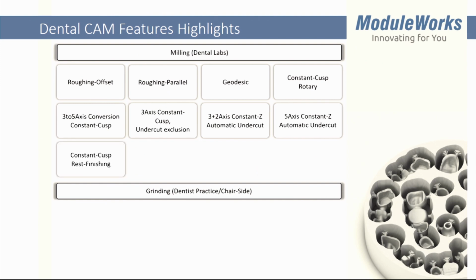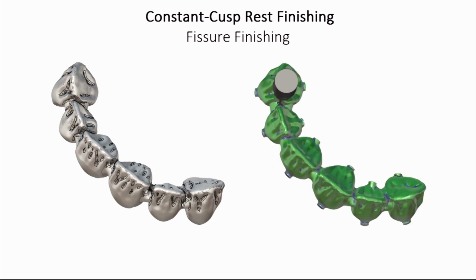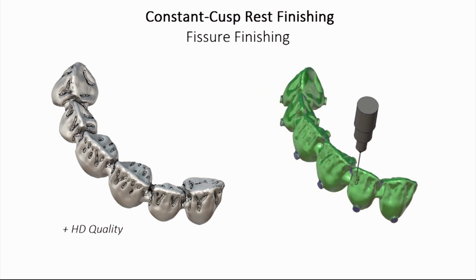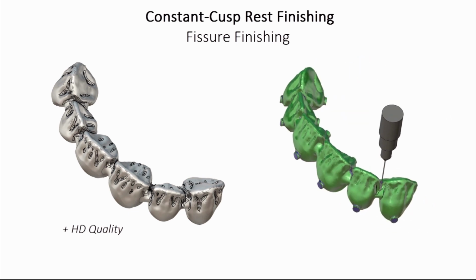Constant cost rest finishing. Detailed and fissure areas of crowns can be machined with constant cost rest finishing tool pattern in different quality, HD or standard, depending on the tool diameter. This can be used also when cutback feature has been implemented in the design steps.